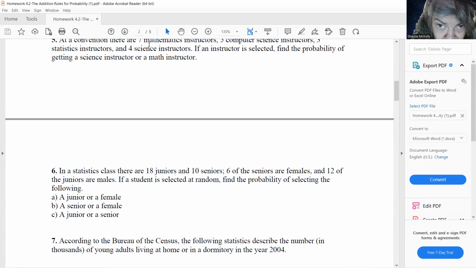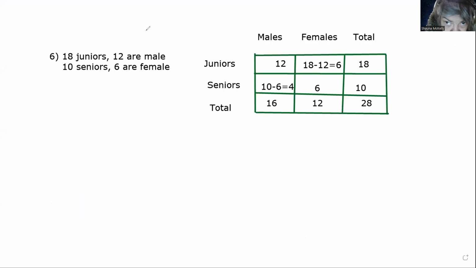So here we're going to look at the probability of being a junior or a female, right? Now, remember what I said. If you're not sure, always use the rule that's not mutually exclusive. But we can tell from the chart, obviously, that these are not.